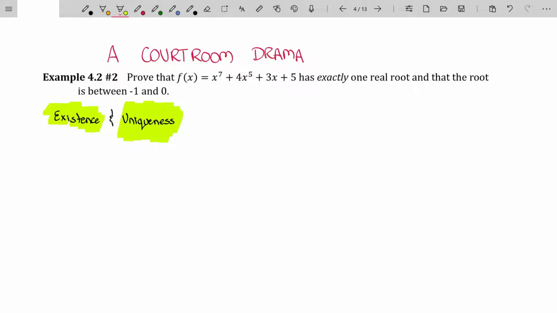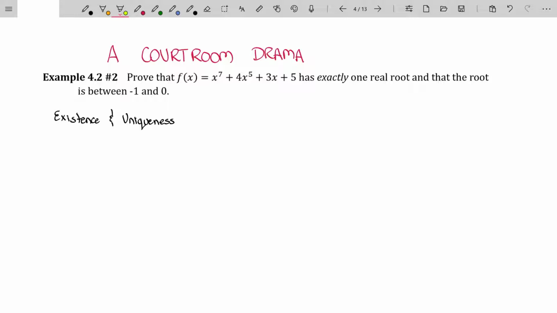So there's two jobs here. And a lot of proofs in mathematics involve an existence and uniqueness argument. They're two separate parts to the proof. So, how are we going to do this? Thus begins the courtroom drama.